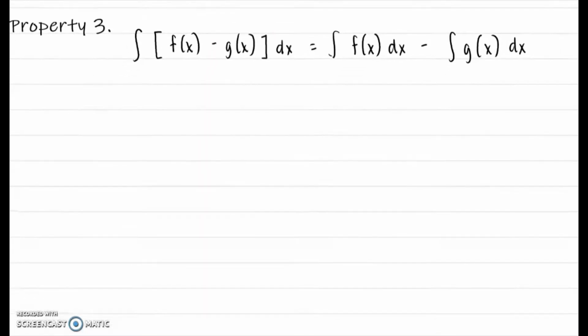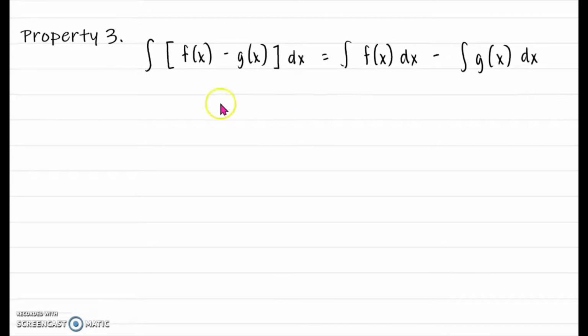Now let's go to property 3. This states that the integral of f of x minus g of x with respect to x is equal to the integral of f of x with respect to x minus the integral of g of x with respect to x. Let's have an example. Let's have here the integral of 3x minus 2 with respect to x.